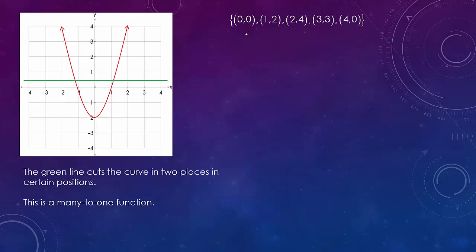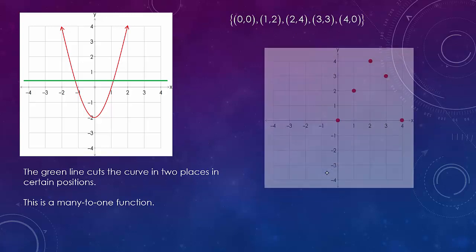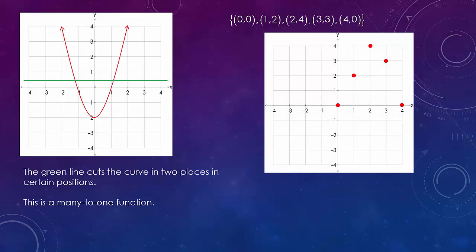Now let's consider this set of ordered pairs. This set just here. And we'll bring in our testing line. And we can see at the moment that testing line is not cutting the graph at all. Let's see what happens as we sweep down. It's okay at the beginning, but we get to this point here, and it cuts 2 points. This, therefore, is also a many-to-one function.